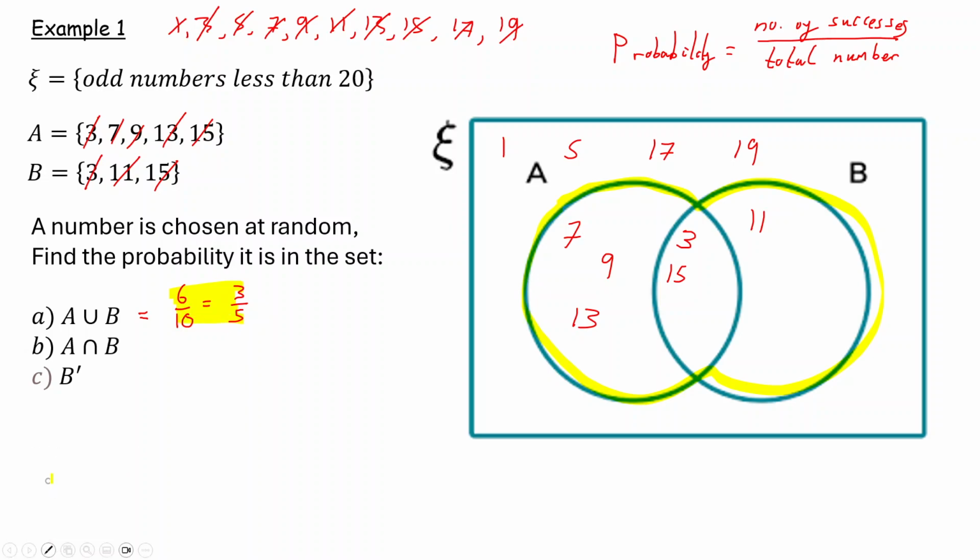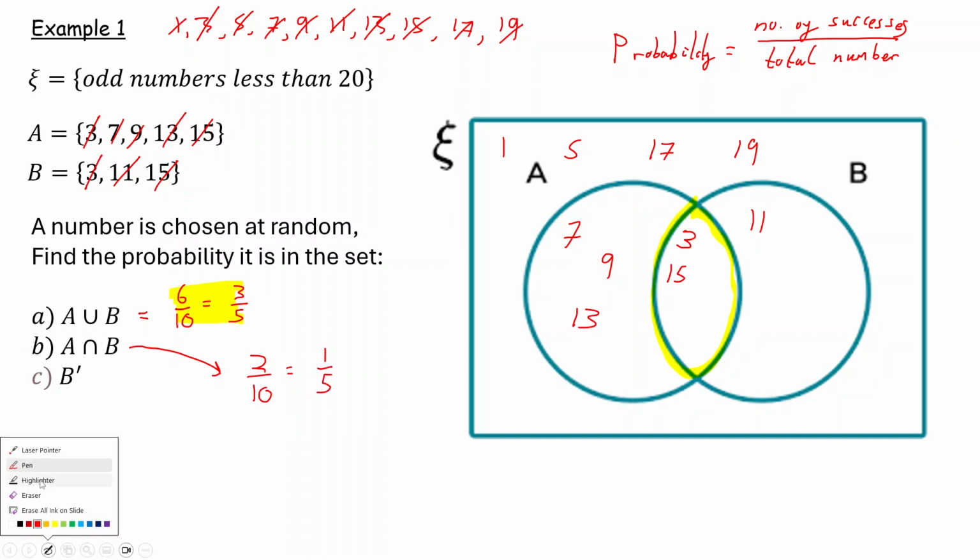Okay, let's go to part B. We're now looking at the probability that the number is in set A intersect B. So we're just looking right at this part of the Venn diagram here. And let's write this one over here so we get some more room. Well, we've got two numbers, 1, 2. We've got 2 out of, again, a total of 10 numbers, so 2 over 10, which is equal to 1/5. Either of those, again, is absolutely good to go. So 2/10 or 1/5.